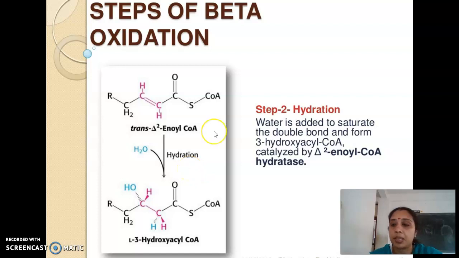Now comes the third step. Third step is second round of oxidation. Second round of oxidation means second round of dehydrogenation.